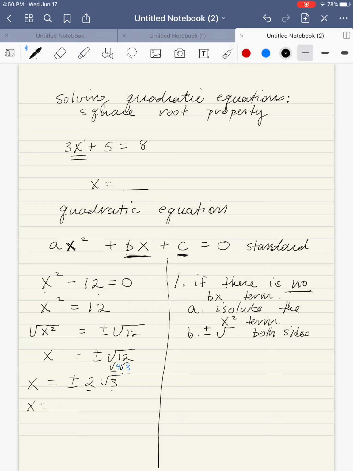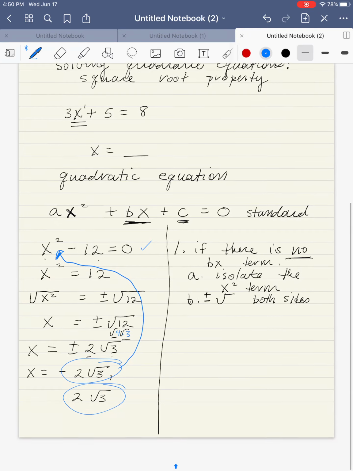But we want to get in the habit of always writing this as two separate numbers. So we have negative 2 square root of 3. We also have positive 2 square root of 3. And both of these numbers are solutions. So if I plugged either of those numbers back in for x, I would have a true equation. Let's look at another one.